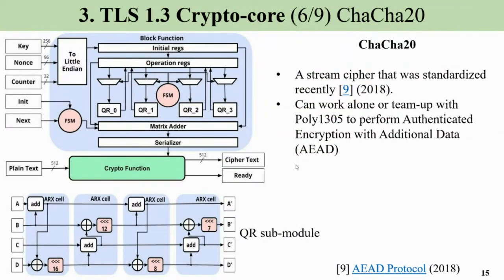This one is the new added in the TLS 1.3. It's called the ChaCha20. It belongs to the stream cipher and was standardized very recently. This can work along or team up with the Poly to perform the AEAD, the authenticated encryption with additional data.